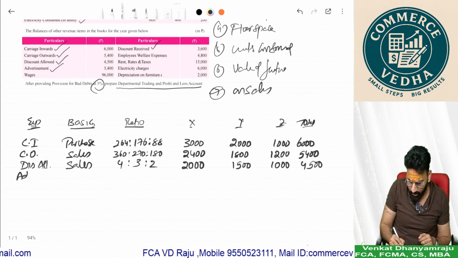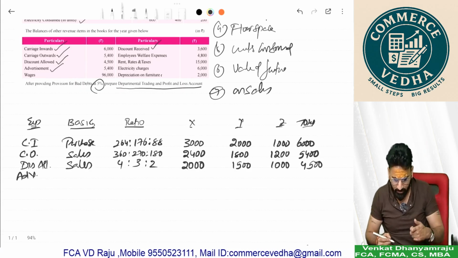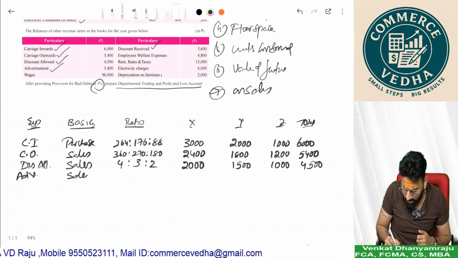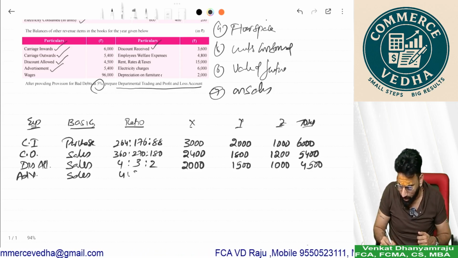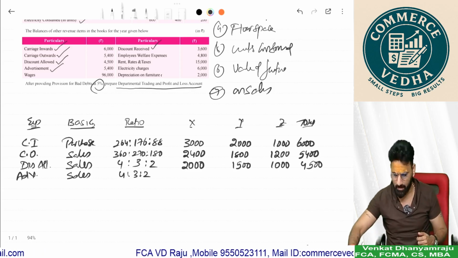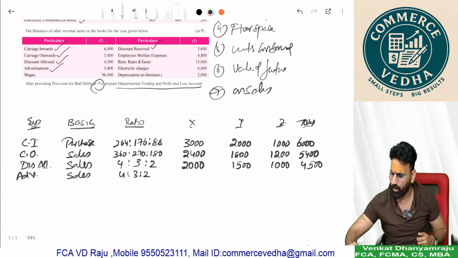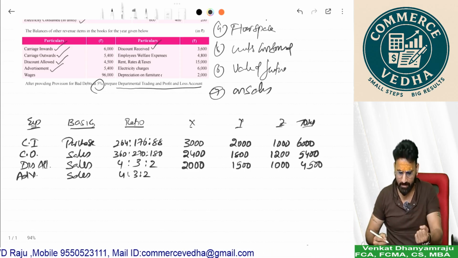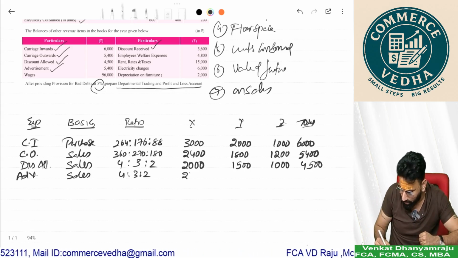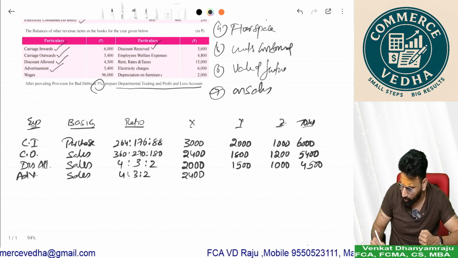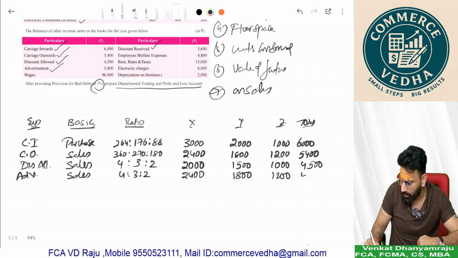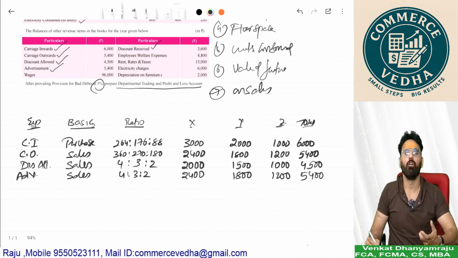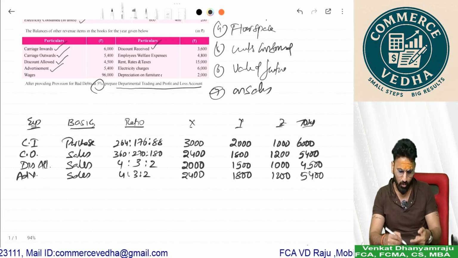And the second one is advertisement. Advertisement is again sales based expenditure. So it is 5,400. We need to apportion in the ratio of sales only. So 5,400 by 9, actually 600. 600 into 4, 2,400. 600 into 3, 1,800. 600 into 2, 1,200. And the total is 5,400.